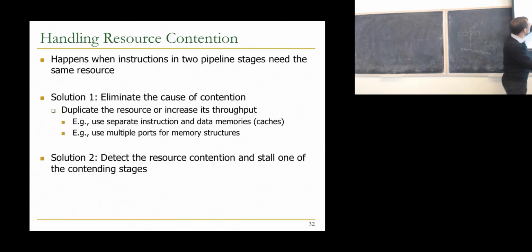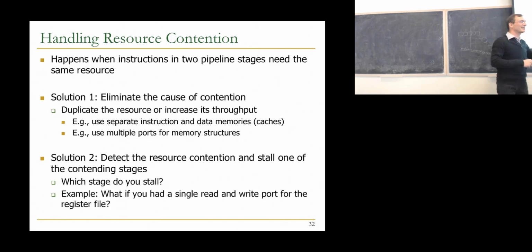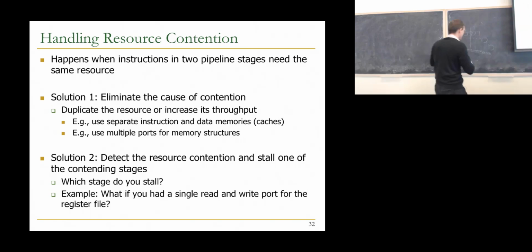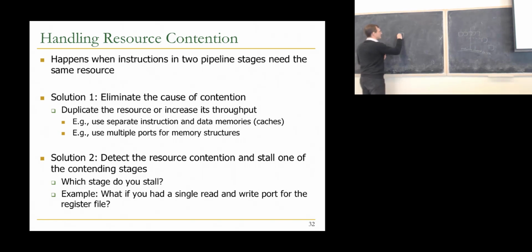And the second solution, if this is not feasible or if it's too expensive, you could do this. You could detect the resource contention and stall one of the contending stages. Then the question is, which stage do you stall? What if you have a single read and write port for the register file, just like you described? You have a five-stage pipeline, and this is the fetch, decode, register file read, execute, address generate, memory, and write back. You have one instruction here that's writing its result to R2, and you have one instruction here that's reading its result from R3, let's say. There are no dependencies. And you have only one port to your register file. Which stage do you stall in this case?